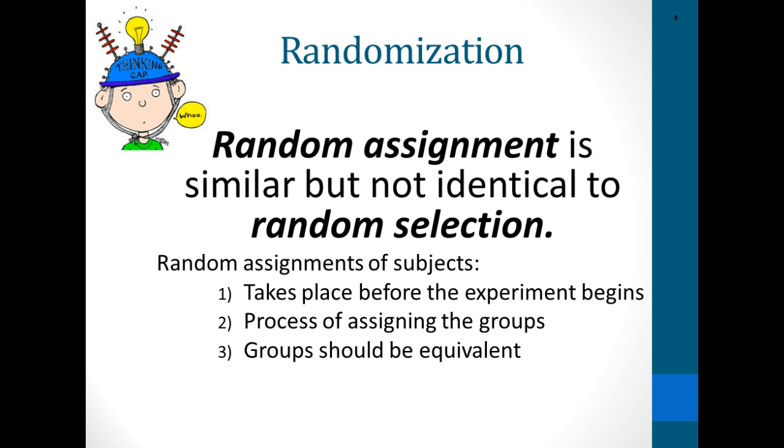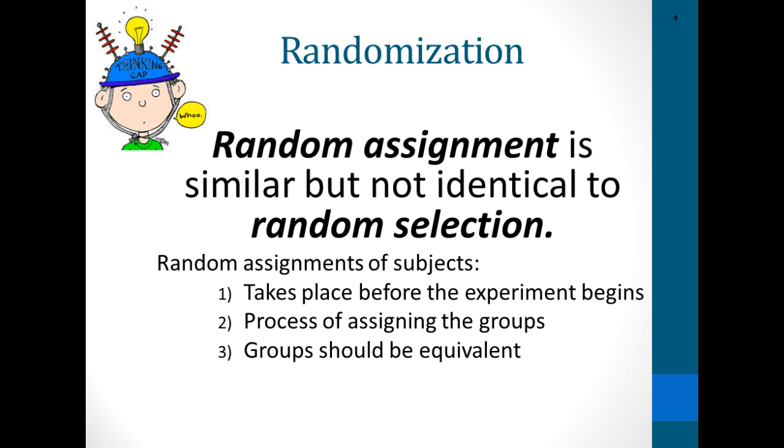One of the keys to experimental research is this idea of randomization, right? If you think back to a couple of weeks ago when we had our discussion on sampling procedure, we talked about this idea of random selection of our different sample populations. But random assignment is similar, but it's not quite identical to random selection. Random assignment is a really important ingredient in the best kinds of experimental research designs.